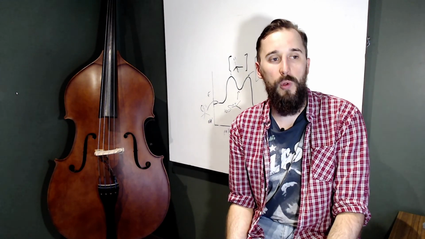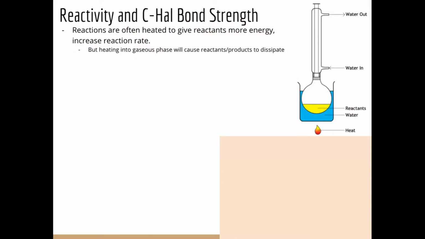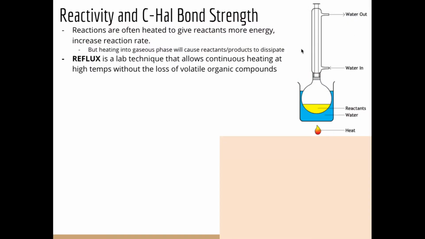So something that chemists can employ is a technique called reflux, which is very common and very, very useful. It involves the use of a condenser that allows the reactants and products to constantly move between the gaseous and the liquid phase to both increase the chance of successful collisions and to give our molecules energy greater than the activation energy. So reflux looks like this. It's a lab technique that allows the continuous heating at high temperatures without the loss of volatile organic compounds. So in this condenser tube, we run cold water in at the bottom, and then out the top, that's constantly being cycled so that the water doesn't heat up, it remains nice and cool.